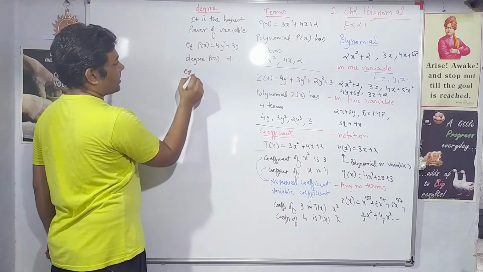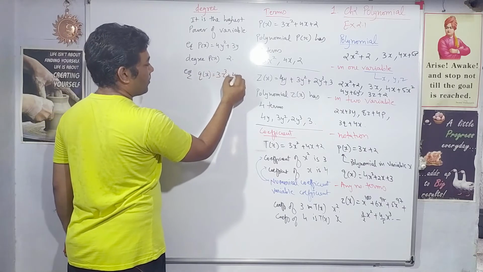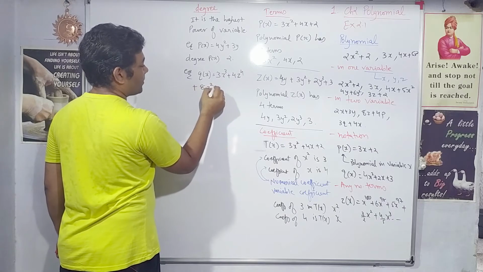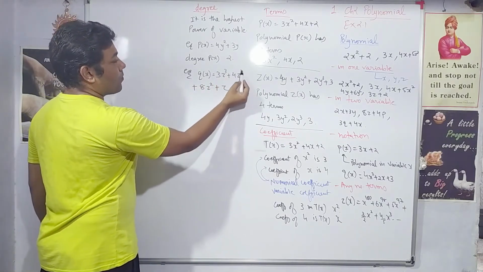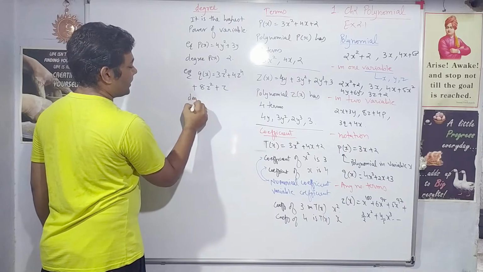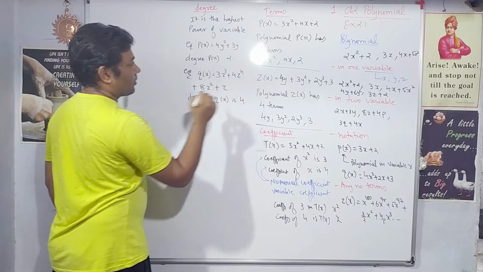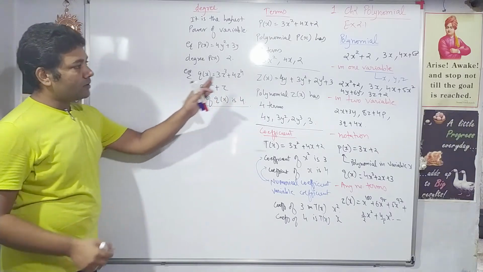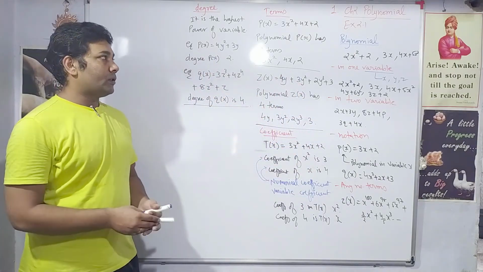Let us take another example, q of x, that is 3z cube plus 4z to the power 4 plus 8z square plus z. Now here, which is the highest power? 4 is the highest power. So we write that the degree of q of x is 4. Simple? Yes, it's very simple. So that is what the degree means. So these are the terminologies which we will be using in this chapter, polynomial.